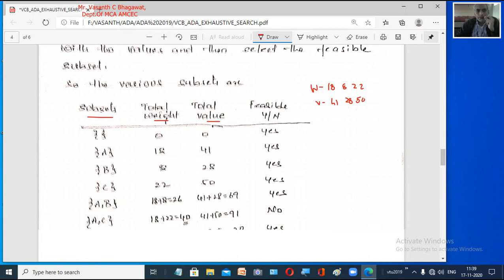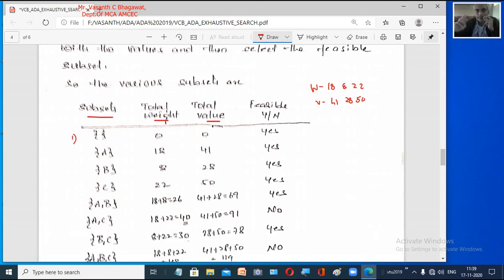First we start with an empty set. Empty set is also a subset. You have set A, B, C, 3 elements in a set. Empty set means you have not selected any element, so the total weight is 0 and the value will be 0. Is it feasible? Does it satisfy the constraint? Yes, because the weight is less than 30 kg, the total capacity of the knapsack. So we will write feasible, yes.